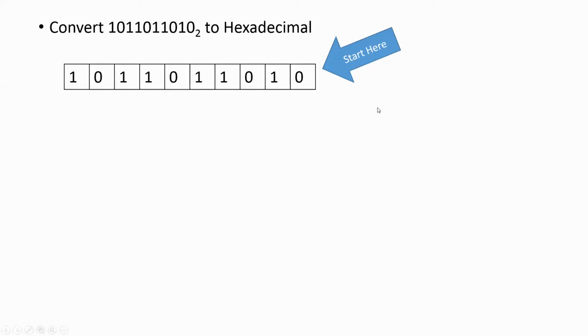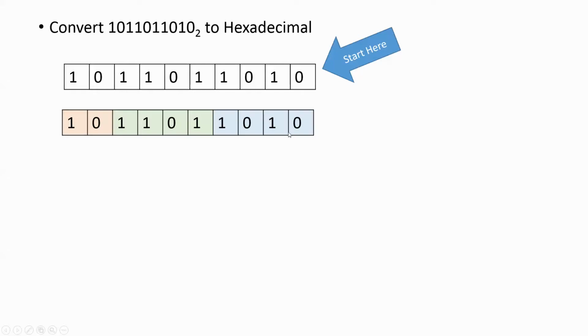Okay, so here's our first group of 4, our second group of 4, and then we have 2 leftover bits. We could just fill that on the leading edge with zeros, or just deal with it as it is, as a group of 2. But it's okay that it's not exactly divisible by 4.